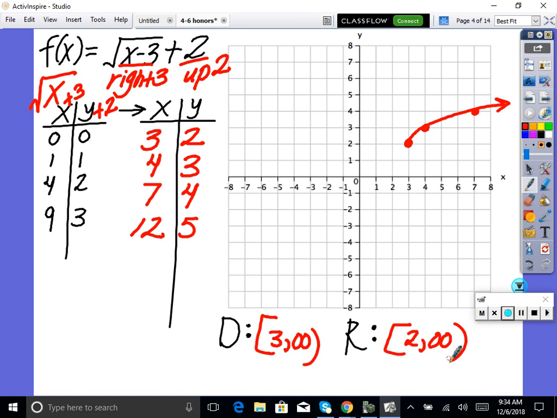Because it hits right on there, right? We can plug in 3 for sure, so it's included in the domain. Okay, awesome. Let's do another one.